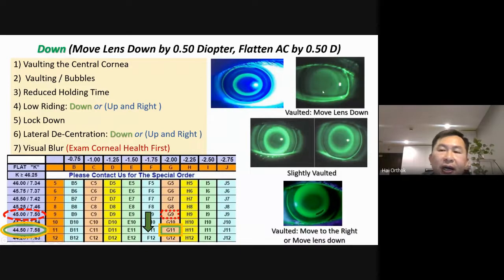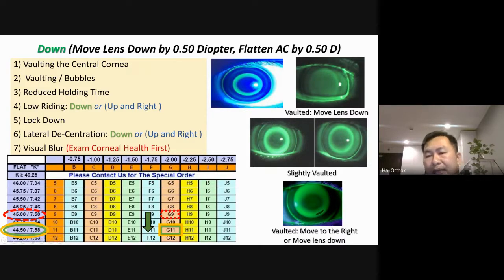When you see vaulting, how do you recognize the lens is vaulting? The first thing is you can see the lens vaulting if the lens has a lot of tear under the base curve, under the alignment curve, and all over the lens. That means the lens is too steep compared to the cornea. To make the lens fit the cornea well, we have to flatten the alignment curve. That's why we use a lens half a diopter flatter in order to troubleshoot the steep lens.